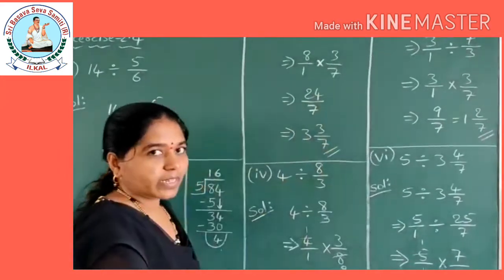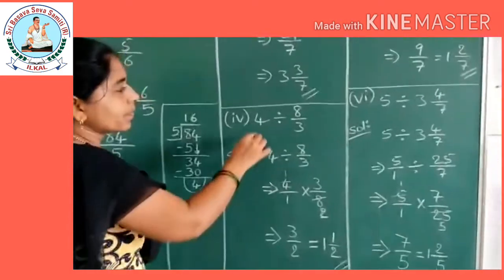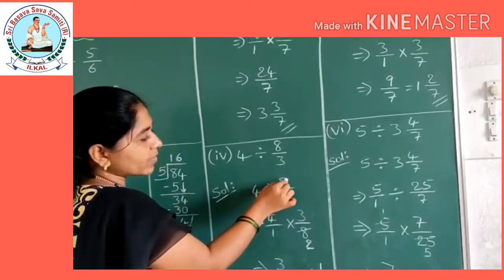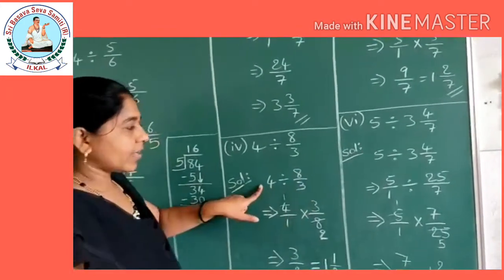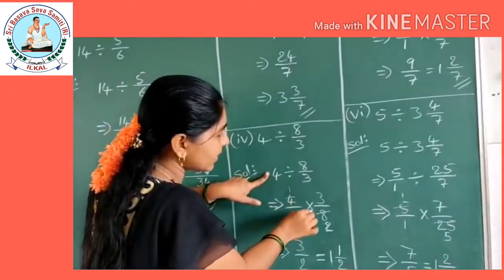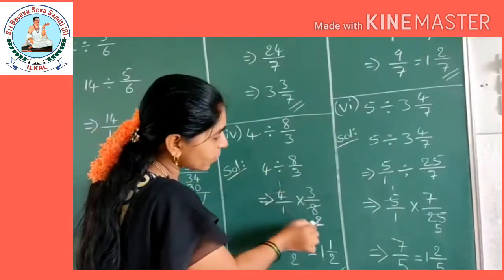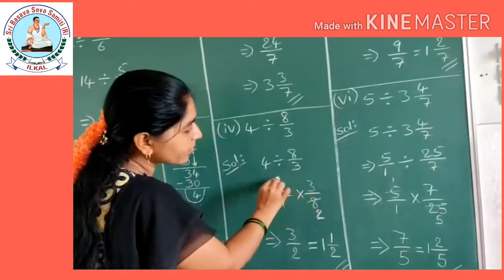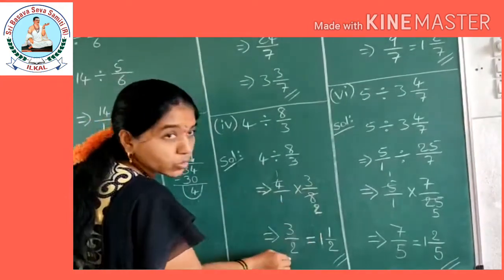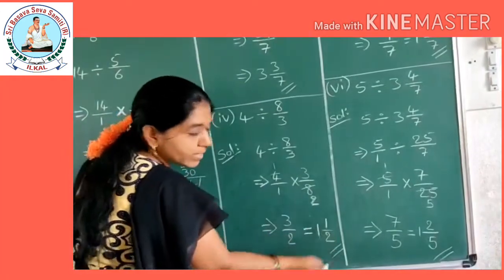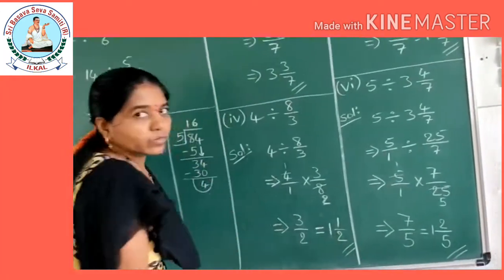Convert into mixed fraction. Okay. Next one. 4 divided by 8 by 3. As it is I have written. Then 4 by 1 into 8 by 3, reciprocal is 3 by 8. 4 ones are 4, 4 twos are 8. Then 1 into 3 is 3, 1 twos are 2. Children, here 2 ones are 2, only 1 remains. 1 by 2 means 1 integer 1 by 2.